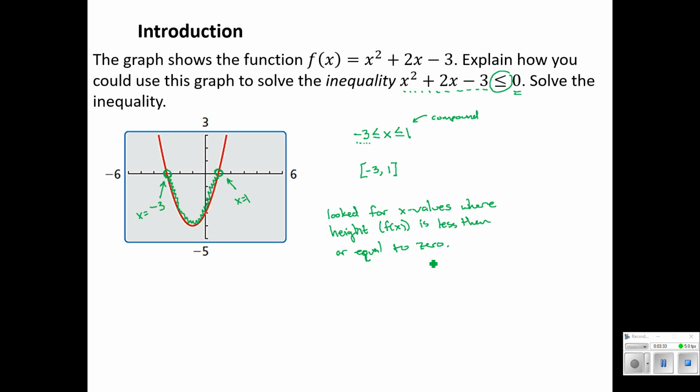But I really like this as an introduction because it, again, reinforces that idea that f of x means y, it means height on our graph. And when we replace that with a 0, we're comparing that graph to a height of 0. And in this case, it's not where is it equal, but where is it lower? Where does it have a lower height than 0?